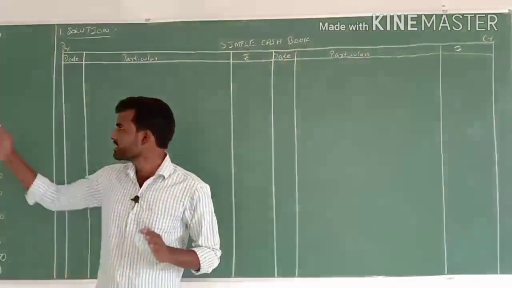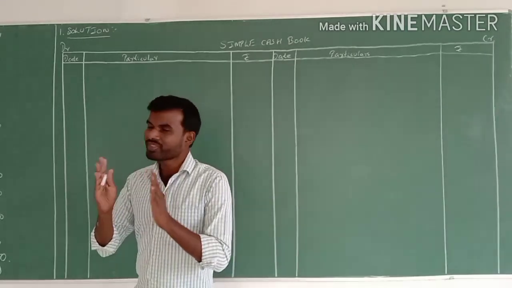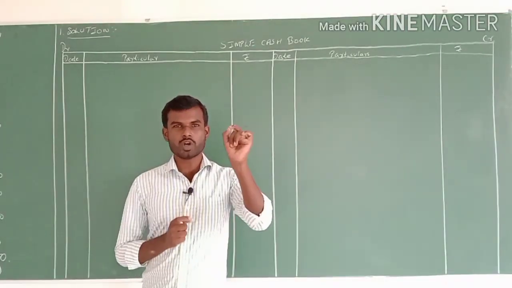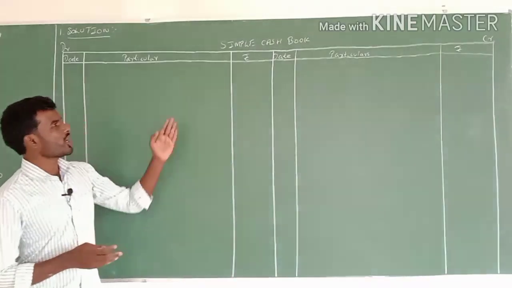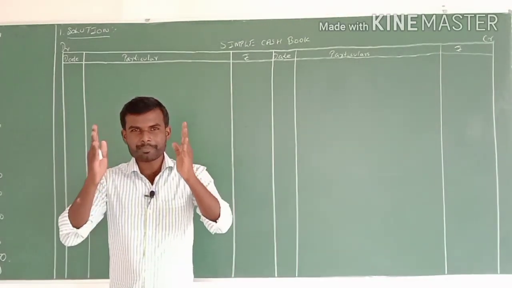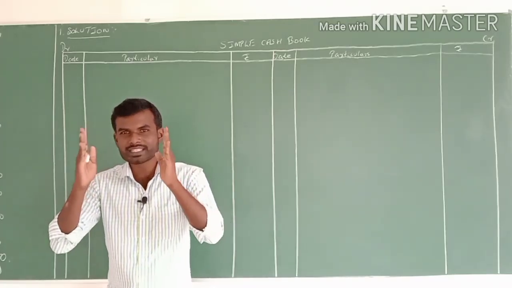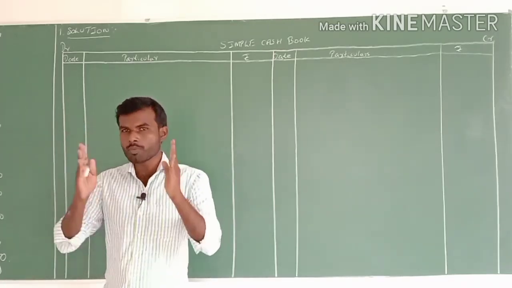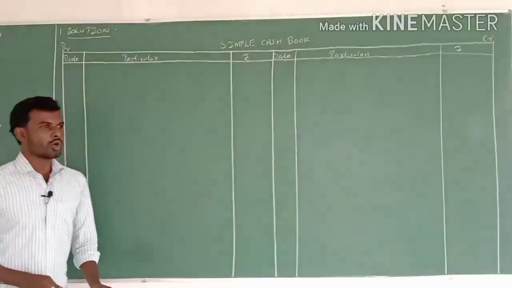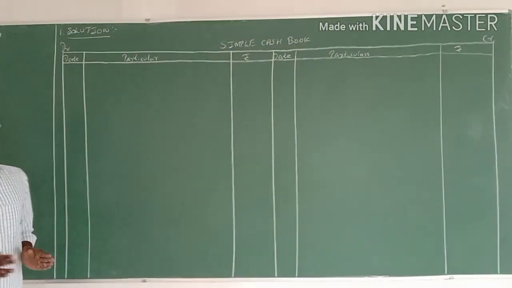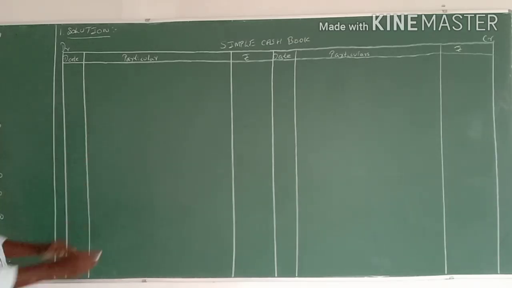What does the question say? Enter the following transactions in a single column cash book for the month of December 2017. So for the month of December we are recording the transactions. On which date do we have the opening balance? On 1st of December 2017. How much is the opening balance? 24,000. Under which side should that 24,000 opening balance be recorded? Under the debit side.